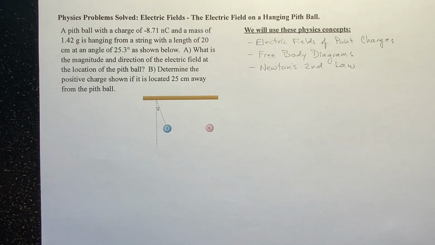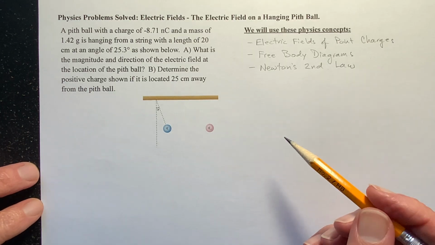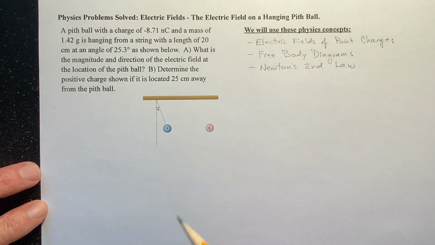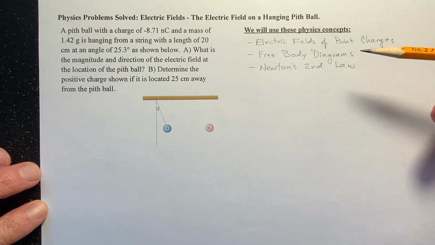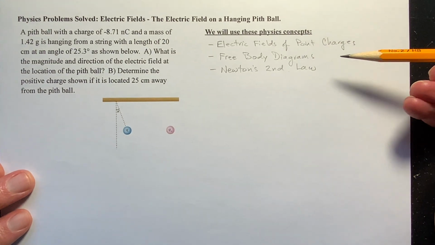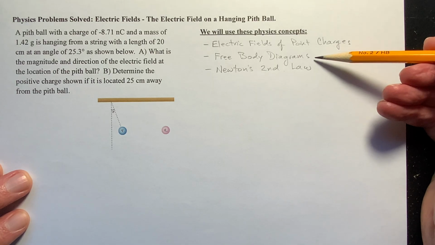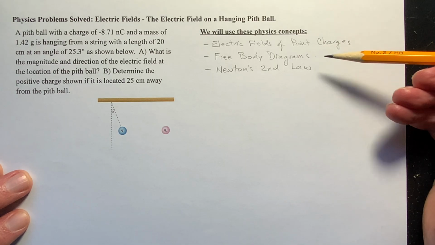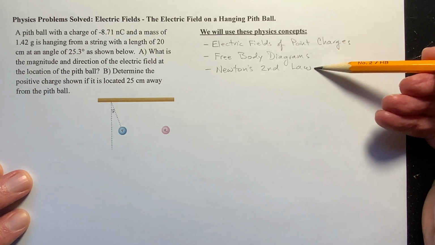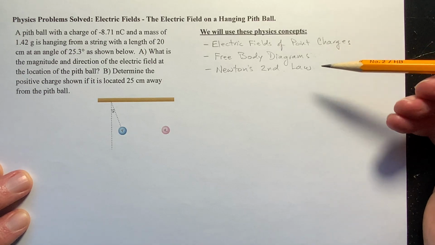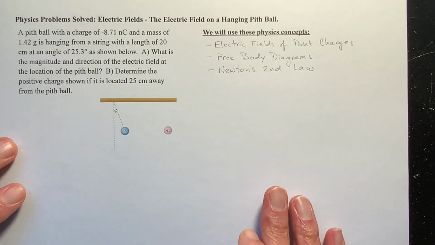Hope you're doing well. We're going to do an electric fields problem here. I call it the electric field on a hanging pith ball. We're going to use these concepts right here: the electric fields for point charges, and then free body diagrams and good old Newton's second law. So doing a little review of some mechanics concepts in this problem, always a good thing.